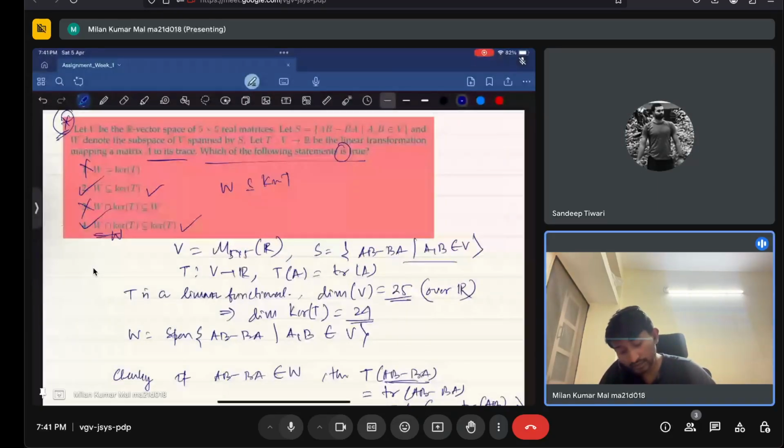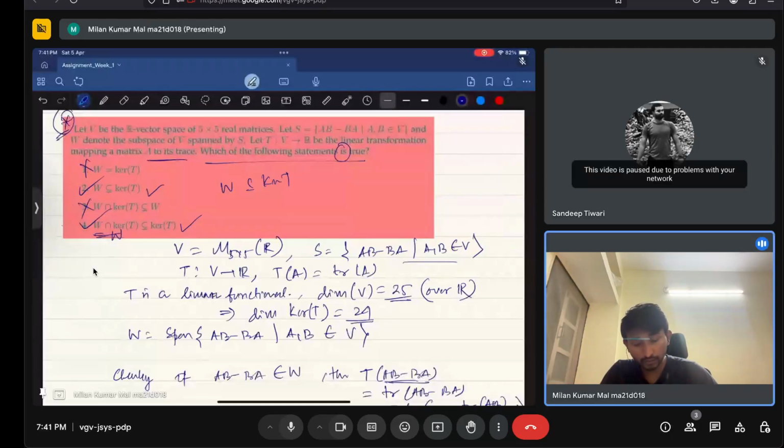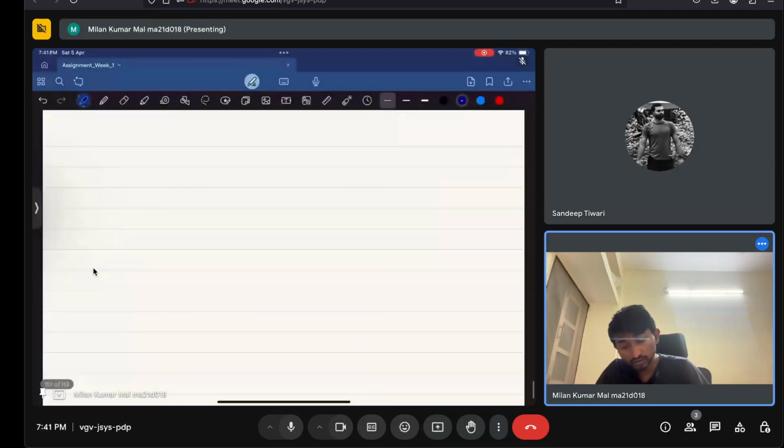If you can check, you can check. But I think these two options are the correct ones. And here always two options will be correct because W is a subspace of the kernel of T. That is definitely true here, so there is no other option. Yes, so let's do it.